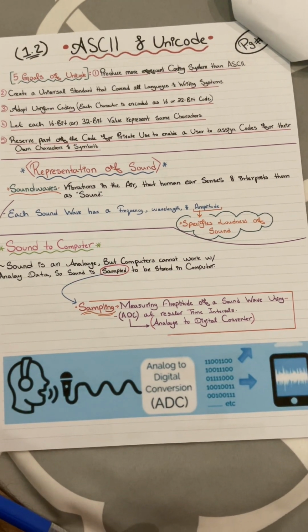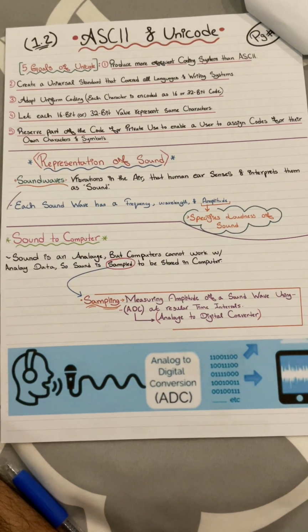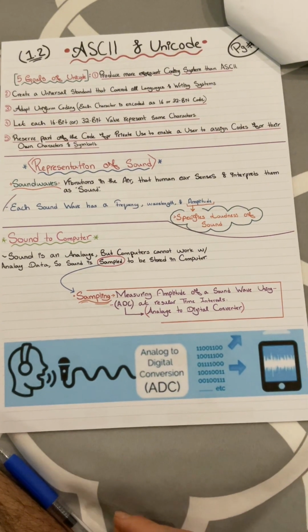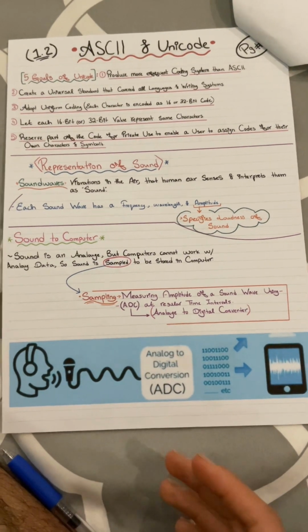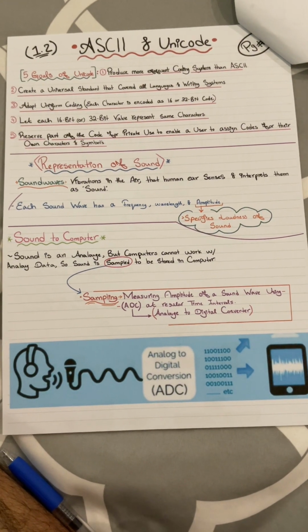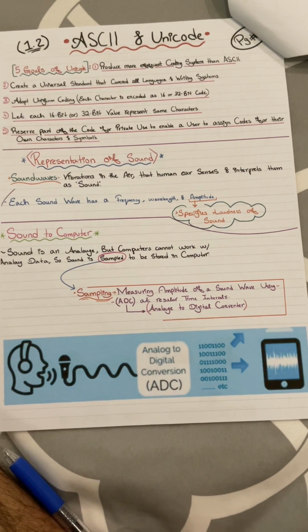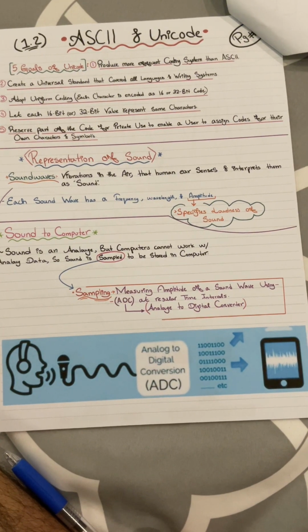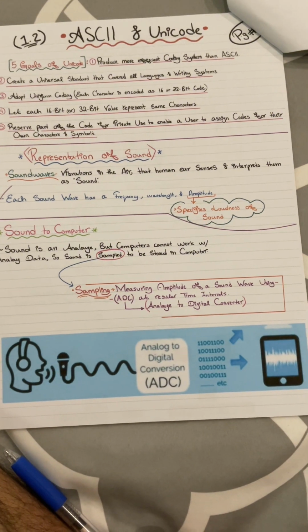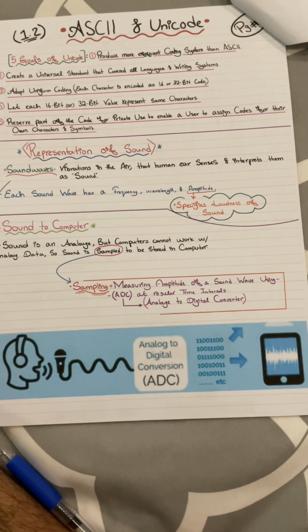Now that we have finished character codes, character sets, Unicode, and ASCII code, let's come to sound and image size. So, how do we represent sounds? We know that sound waves are vibrations. Actually, if you refer to my physics videos, you will know that sound waves are longitudinal waves. They are vibrations in the air that the human ear senses and interprets as sound. Each sound wave has a frequency, wavelength, and amplitude. Amplitude specifies the loudness of the sound.